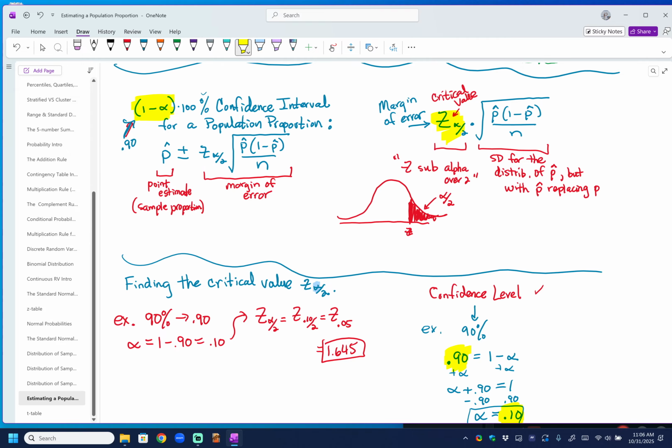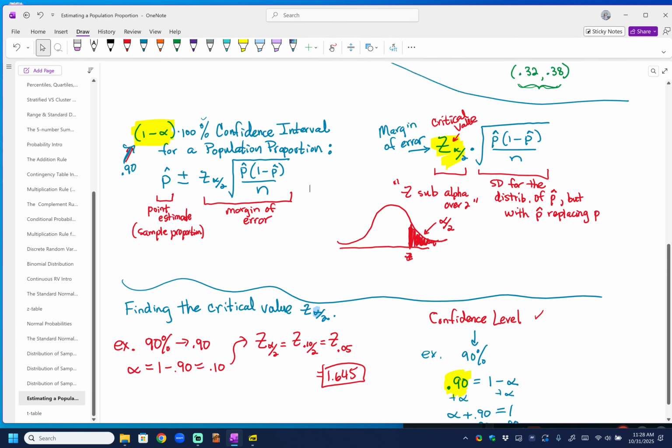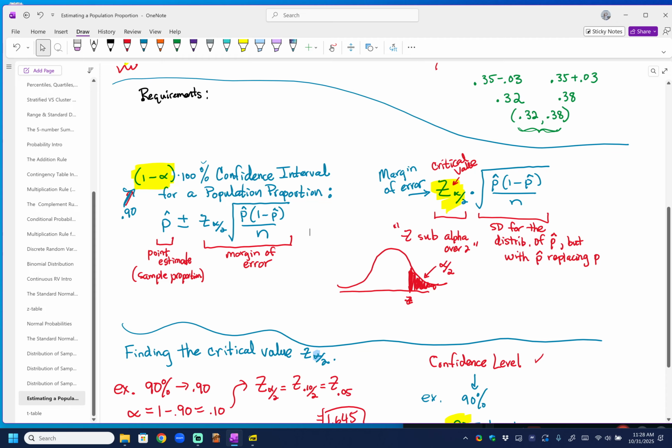Before we move on to a full example of a confidence interval, there is one set of important requirements that must be mentioned when it comes to utilizing this formula. This formula will not be accurate for this confidence interval unless these requirements are met. Okay, here are the requirements as shown.